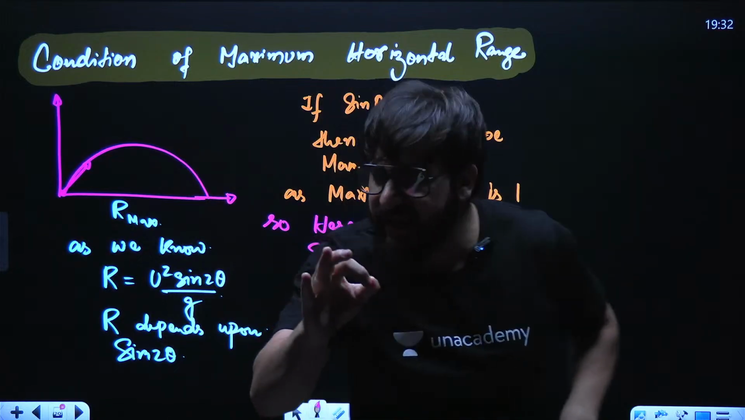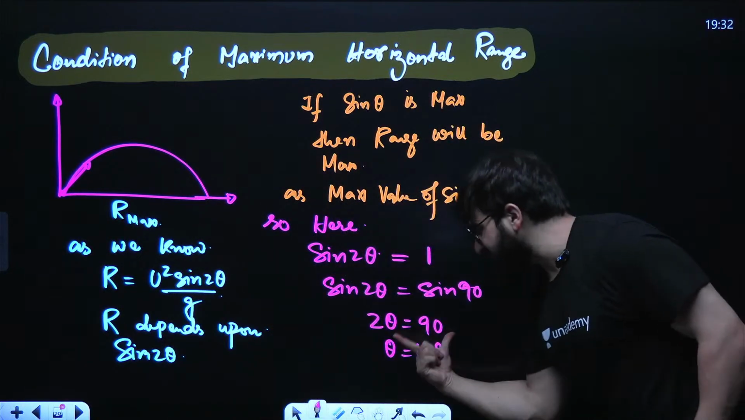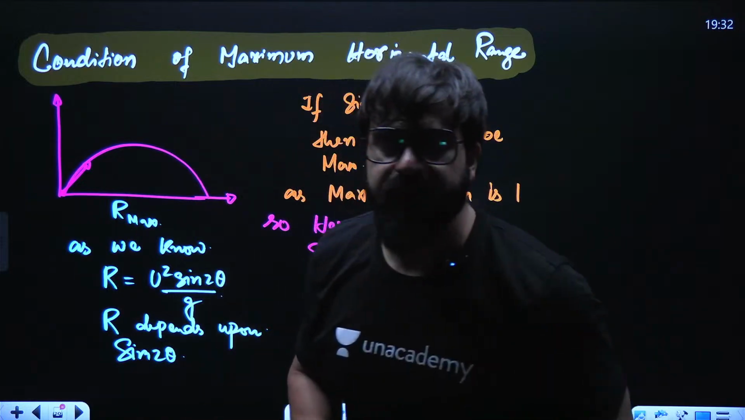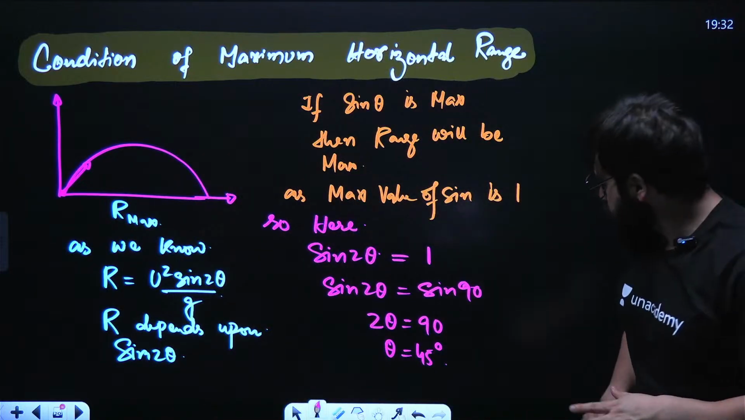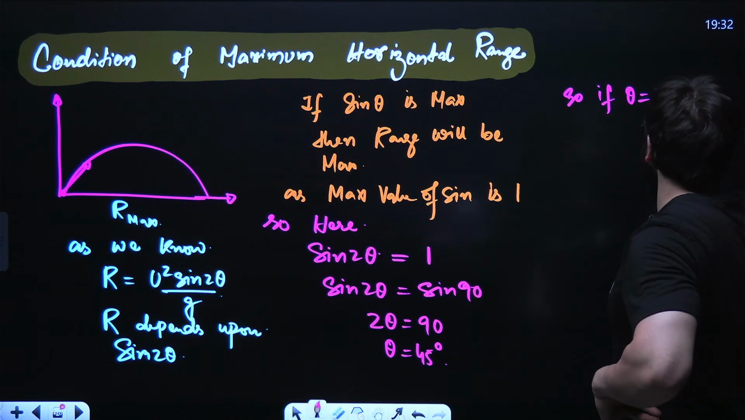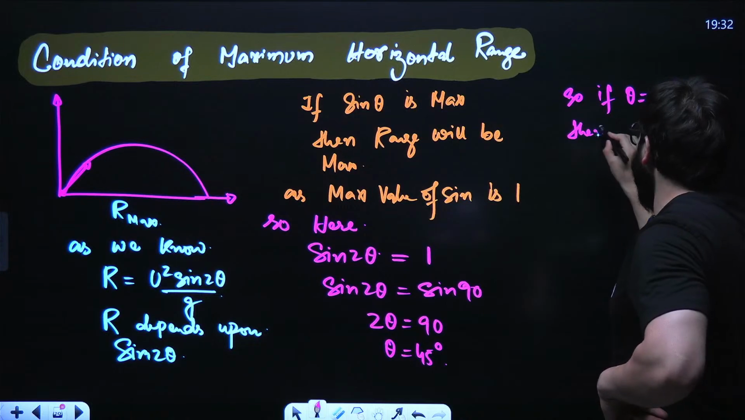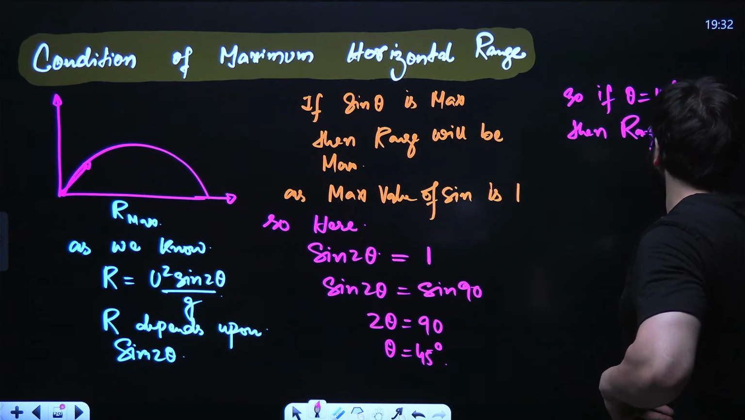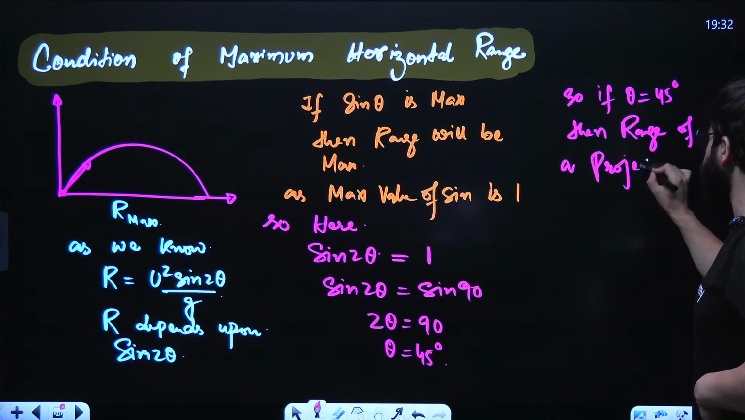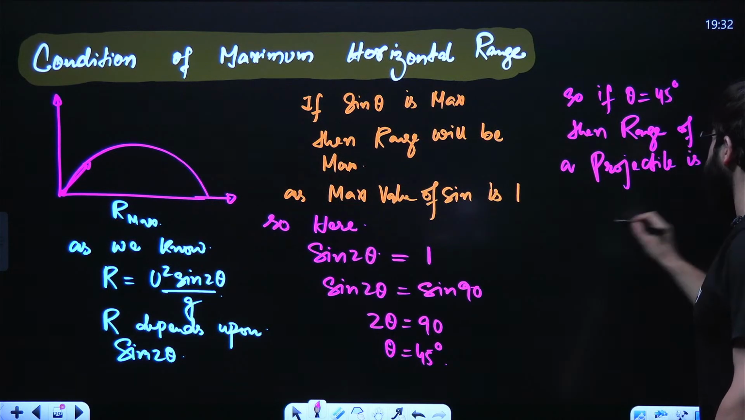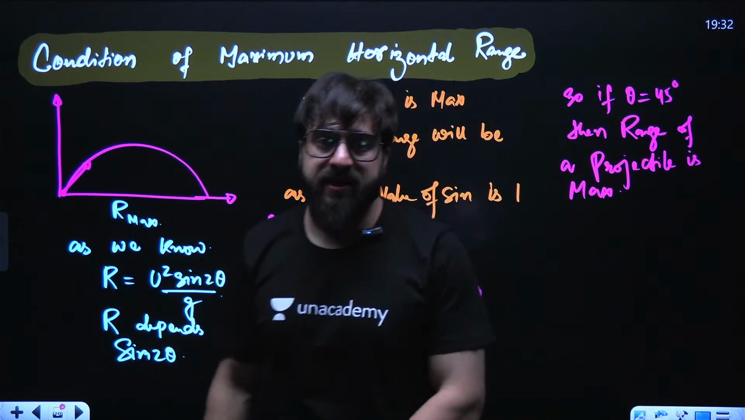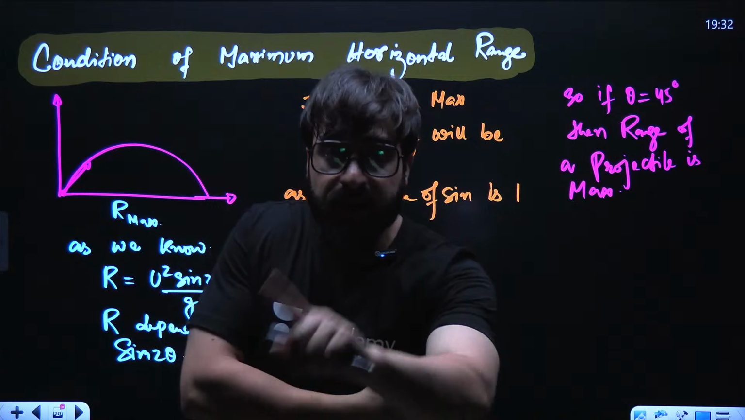Or simply remember, sir, if the value of theta is 45 degrees, the range will come out to be the maximum. So if theta is equal to 45 degrees, then the range of a projectile is maximum.